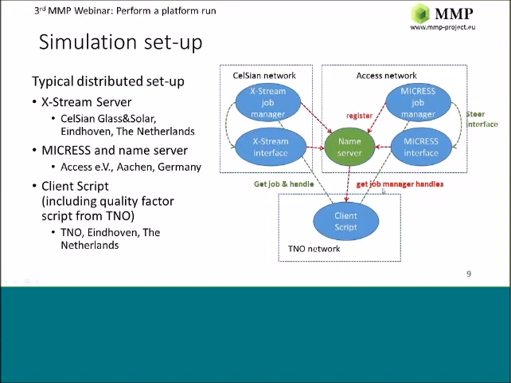I tried to visualize here a little bit the setup process. So we have a central name server where all the components of the framework have to register, and which provides handles for the client script for communication. So what's going on? The client script steers the simulation chain, contacts job managers for both external applications, and allocates a job and gets back a handle from certain interfaces which are steered from the job managers.